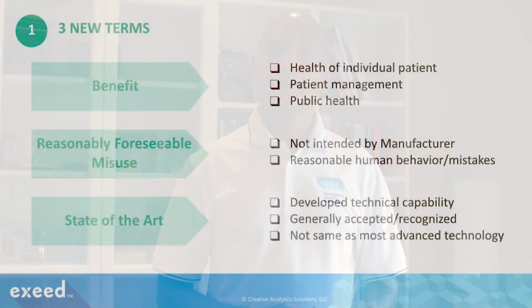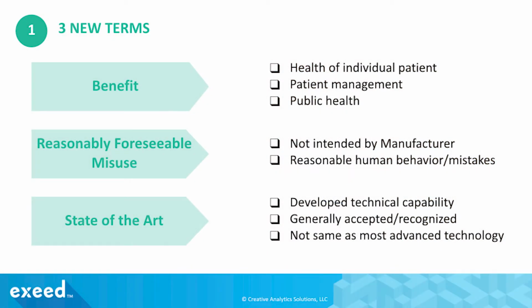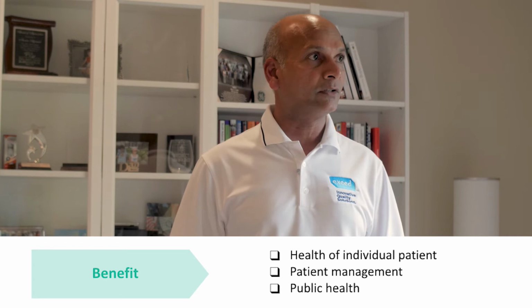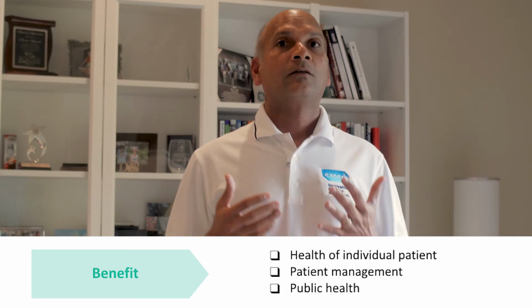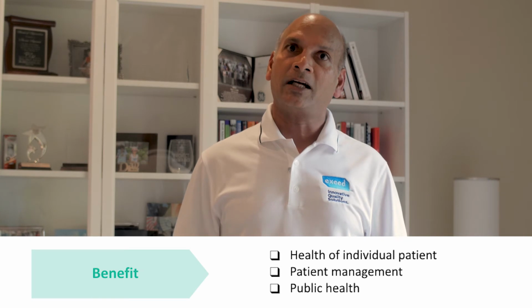There are 3 new terms in the new revision: benefits, reasonably foreseeable misuse, and state of the art. Interesting to note that the term benefit was not defined in the prior standard. We know that medical devices are not without risk, and it's the benefit-risk evaluation that helps us decide if it's worthwhile to launch a product. So it was interesting to note that the benefit was not clearly defined in the prior version, and that's a pretty significant change. Benefit can be to an individual patient and to their health, or it could be for patient management, or it could improve public health.